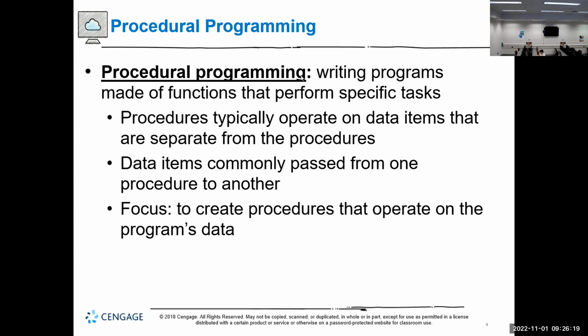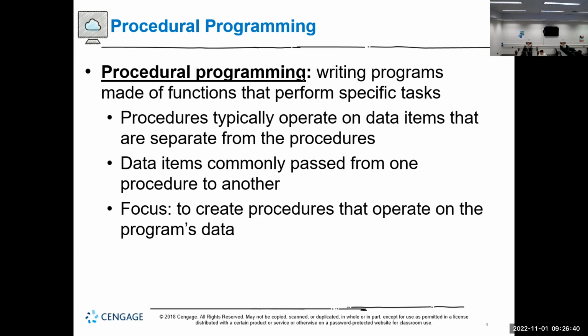We learned everything about the function. So procedural programming is writing a program and making functions that perform specific tasks. And procedures typically operate on data items that are separate from the procedure. Right? Whenever you call the function, you have to pass the value into the parameter of the function. That's why they are normally separate from the procedure, right?